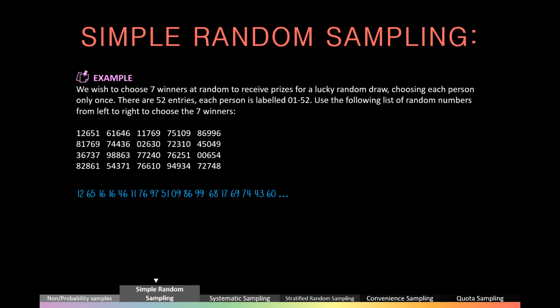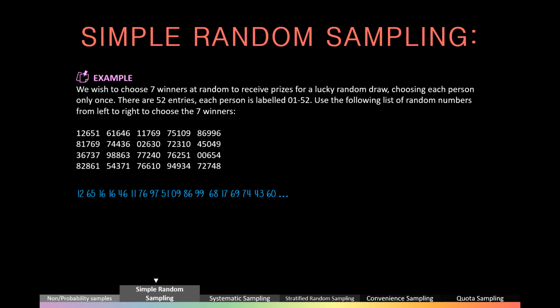65, that's not within my range. So already I have 1 possible winner. Then 16, that's a possible winner. 16 again, that's not a possible winner. So now I have 2 possible winners. What do I need? I need 5 more. And I'm going to keep going in this manner. So this will save me the trouble of having to rewrite this entire table. Instead, I can just focus on the number of unique winners that I need.